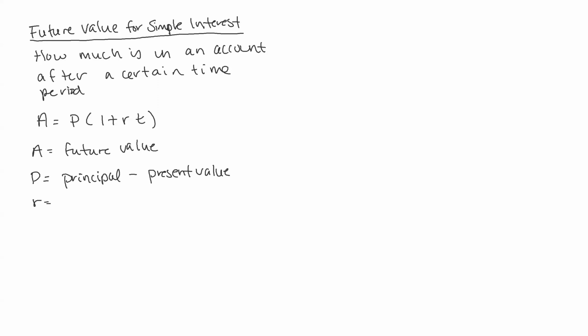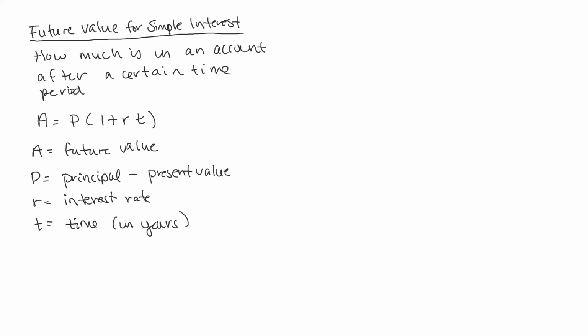R, again, is your interest rate. It will be given to you as a percent. You then put it into the formula as a decimal. And then T is time. Again, it's always going to be in years unless the interest rate is not annual. Okay, so let's look at an example.